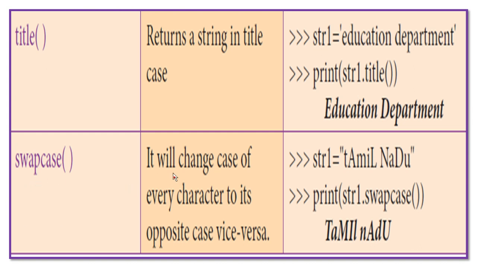Second one, swapcase. It will change the case of every letter to its opposite case, vice versa. Here str1 is Tamil Nadu, T is a capital letter, it converts into small letter. Small letters are converted into capital letters, and capital letters are in turn converted into small letters. So swapcase changes the case of every letter to its opposite case, whether it is upper or lower.